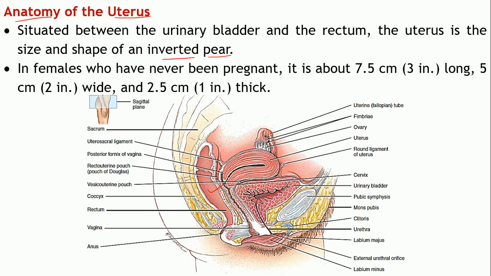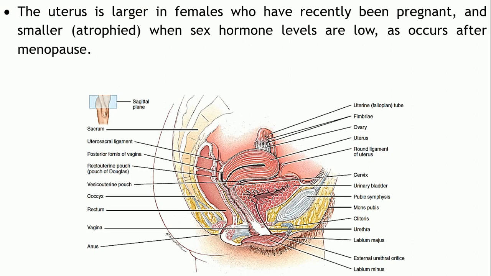Now coming to the dimensions. In the females who have never been pregnant, that's very important, the dimensions are 7.5 centimeter long, that is this one, then 5 centimeter wide, that is from side to side. Now we are having a look at the sagittal plane. So from side to side, 5 centimeter is the dimension, and 2.5 centimeter is the thickness, that is from front to back. So these are the dimensions of the uterus.